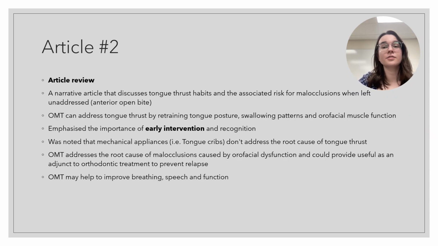Our second article reviews tongue thrust habits and their link to malocclusions, like anterior open bites if left unaddressed. Anterior open bites are when the front teeth are pushed outwards, which can result in the need for orthodontics to correct the bite. It explains how OMT retrains tongue posture, swallowing, and orofacial muscle function, addressing the root cause rather than just the symptoms, unlike appliances such as tongue cribs, which prevent the forces from pushing against the teeth.